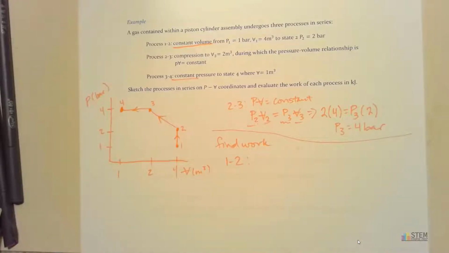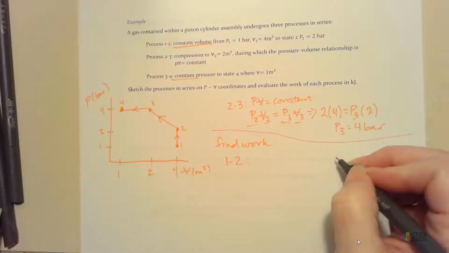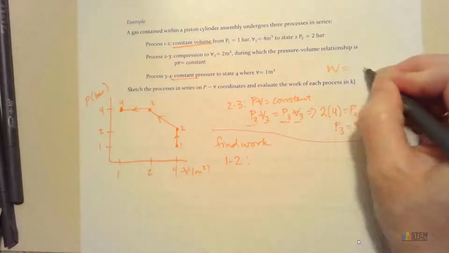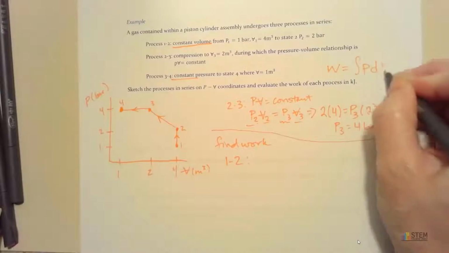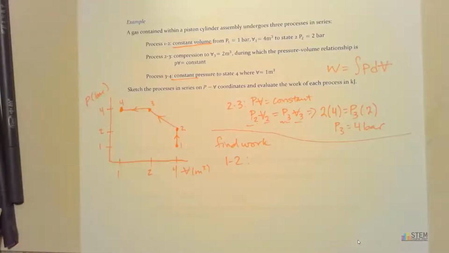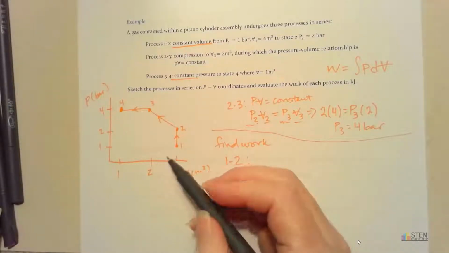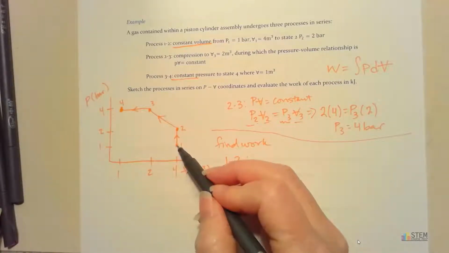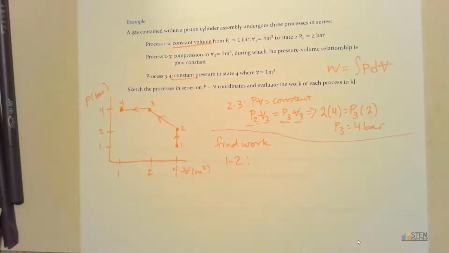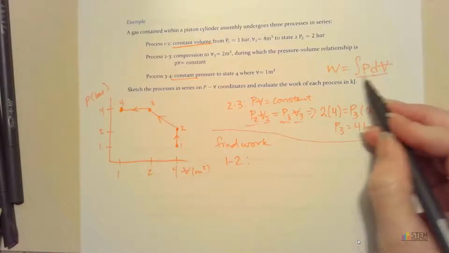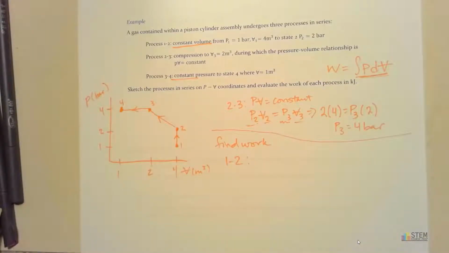So to find work, remember our equation that we're going to use. We're going to have work equals the integral of pressure times the change in volume. Okay, so that is our equation. Now if we look at this one, let's just think about this. We have constant volume, right? Because our drawing goes straight up. So if you look at this equation right here, can you have work if you have a constant volume? No, you can't, right? Because there is no change in volume.